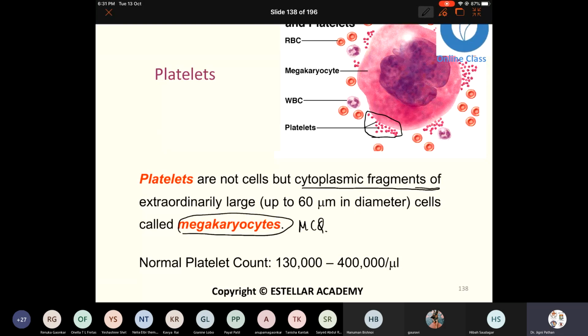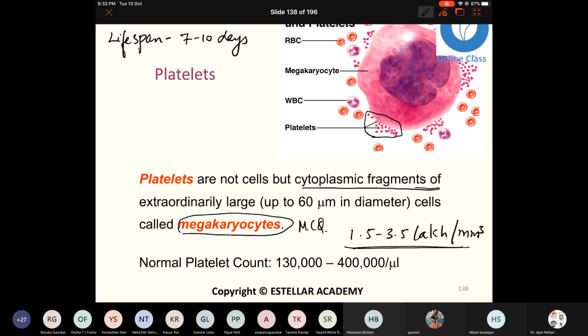The normal count, write down, is 1.5 lakh to 3.5 lakh per mm cube of platelets. Lifespan is 7 to 10 days.